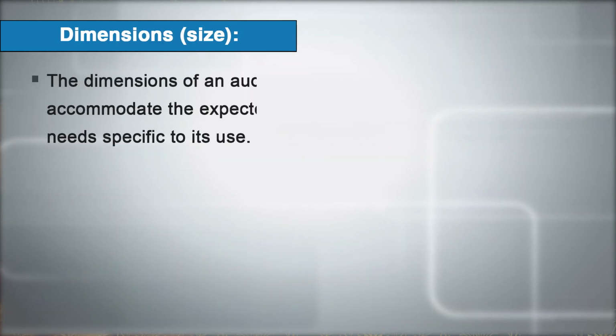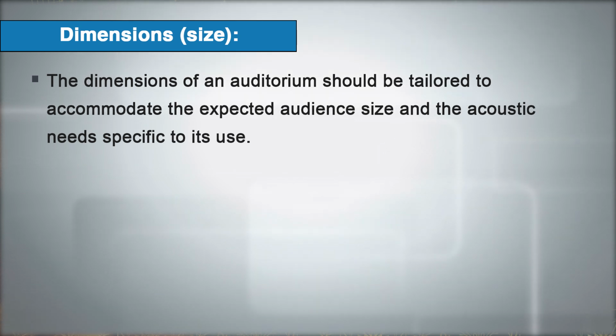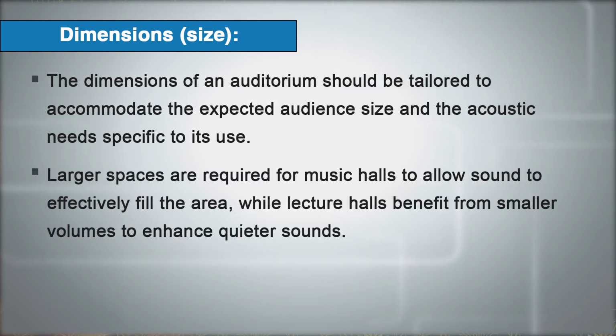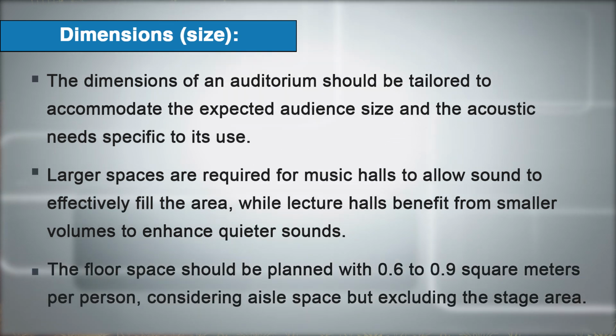Next is dimension size. The dimensions of an auditorium should be tailored to accommodate the expected audience size and the acoustic needs specific to its use. Larger spaces are required for a music hall to allow sound to effectively fill the area, while a lecture hall benefits from smaller volume to enhance quieter sound. The floor space should be planned with 0.6 to 0.9 square meter per person, considering aisle space but excluding the stage area. Factors like ventilation needs, the presence of balconies and the type of events hosted influence the optimal ceiling height, which should range from 6 meters in smaller venues to 7.5 meters in large ones.